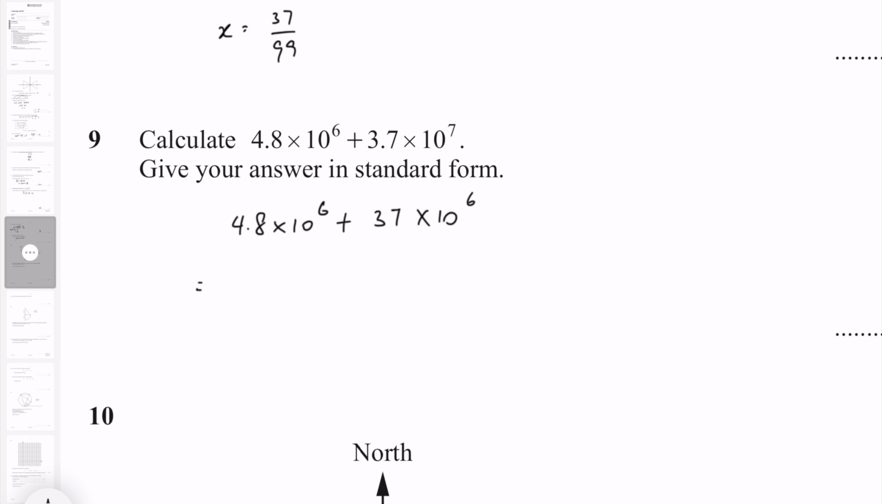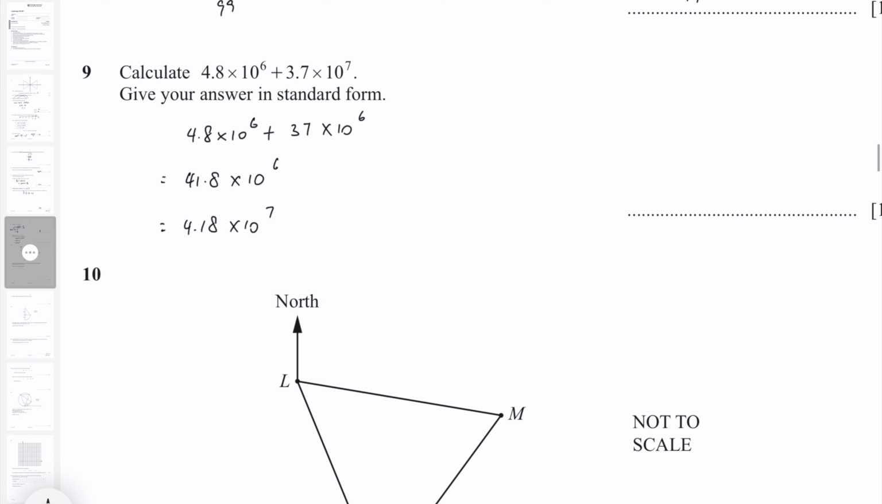Now I can add them because this is just 4.8x plus 3.7x. They're the same algebra now. That's how I see things. 37 plus 4.8, that's 41.8 times 10 power 6. But I want a standard form, so I can only have one number. So that's 4.18 times 10 power 7. And I'm just going to duplicate that and put it here.